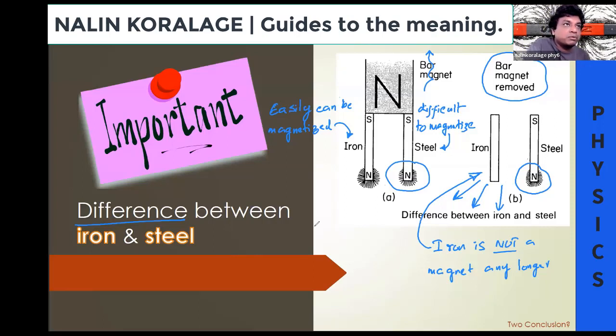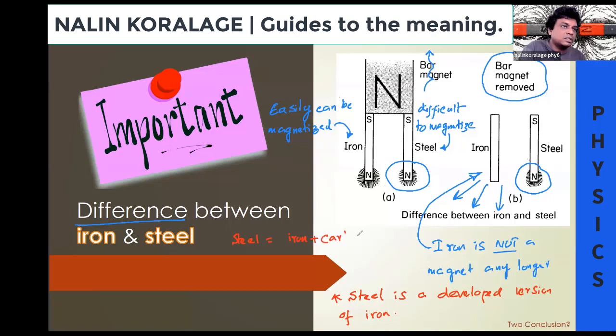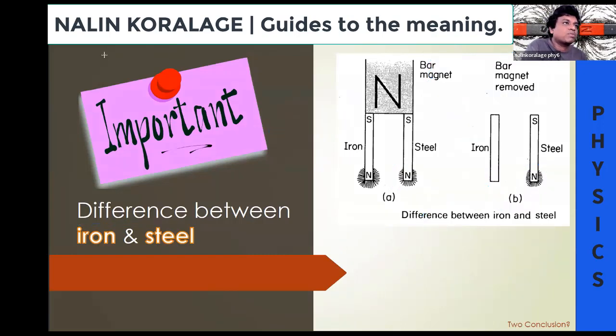So let me write that part here for your information. Something very important: steel is a developed version of iron. So basically, steel is equal to iron plus a small percentage of carbon. That's it. So you get the idea about that. Now we can focus on the next slide.